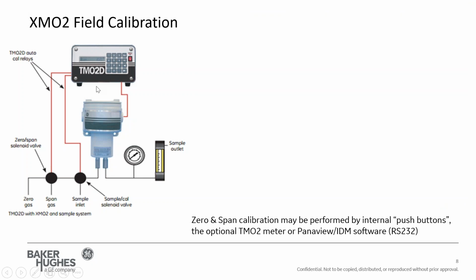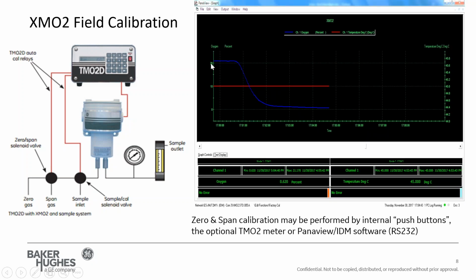This graph is also just showing some trending information where we had a step change from 21%. We switched in nitrogen, and you can see that it travels downward, reduces its reading until we're at virtually 0% on the nitrogen feed or the calibration.